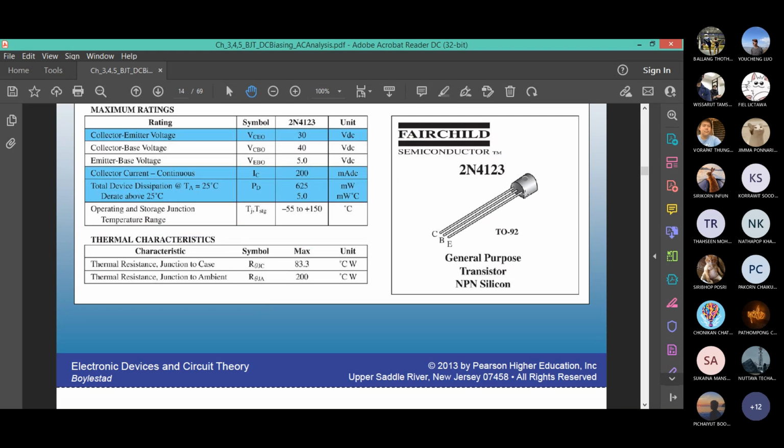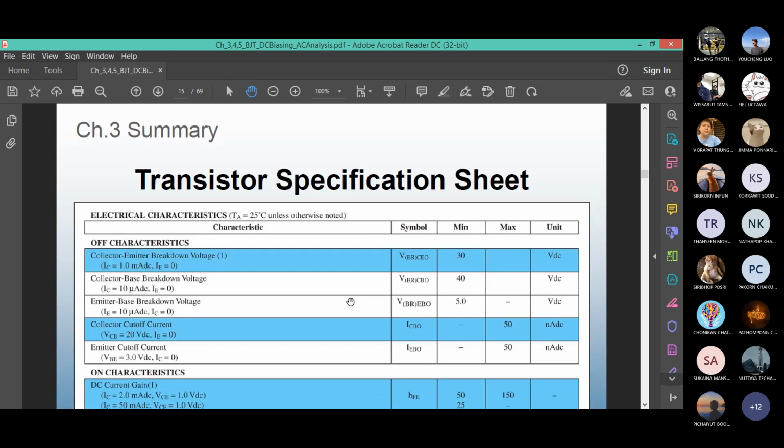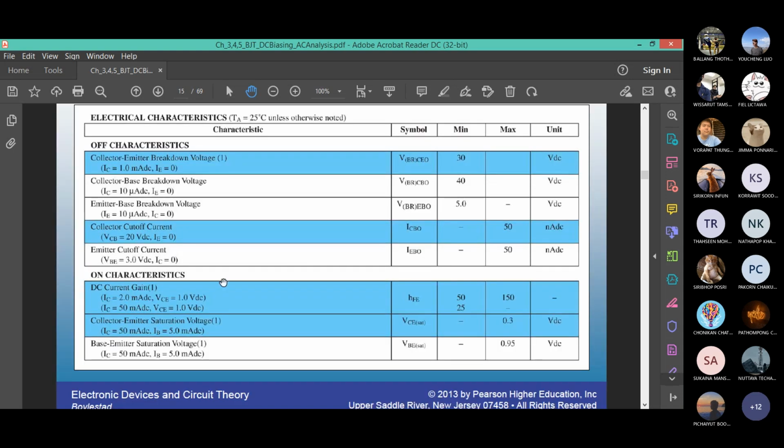Physically, it may look like this. This is from a company known as Fairchild Semiconductor, 3 terminals, collector, base, emitter, and this is a general purpose one. Other characteristics, when it is off, which means cutoff region. In the cutoff region, how much is the breakdown voltage? 30 volts.